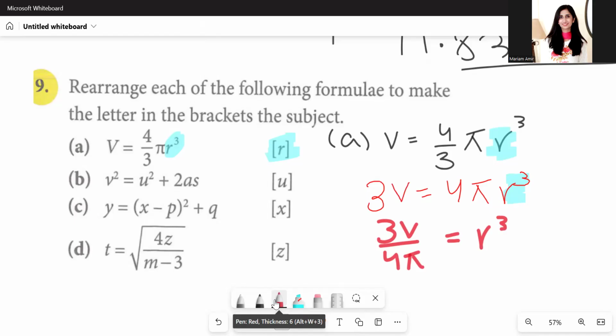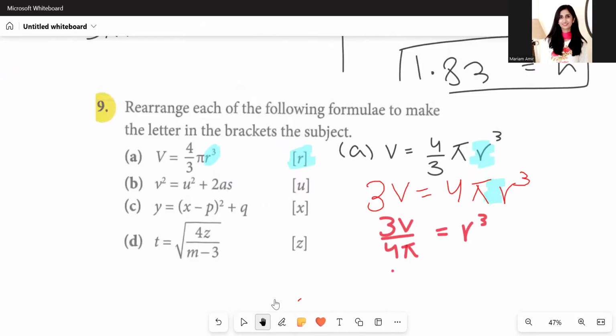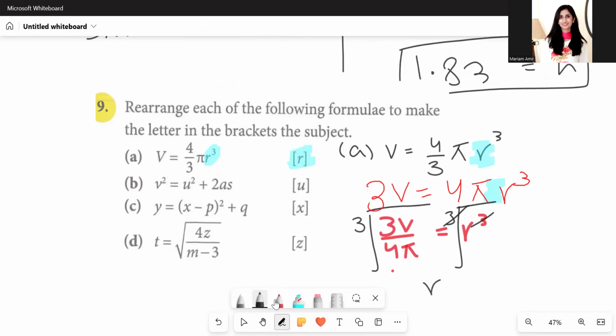But we have a technique that can get rid of this cube. If you want to get rid of the cube, you can take cube root on both sides. To get rid of the cube, we will be taking cube roots on both sides. So cube root here and a cube root here. What the cube root does is, it will kill this cube, and we'll be left with R equals cube root of the entire fraction.